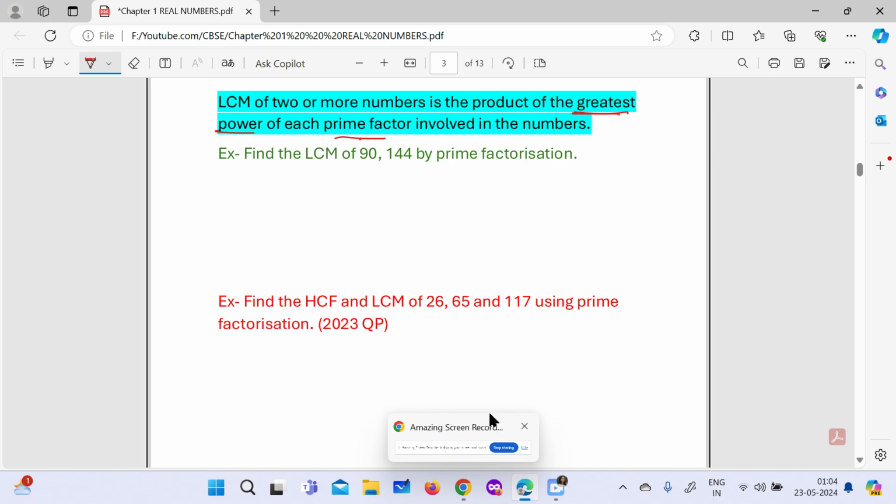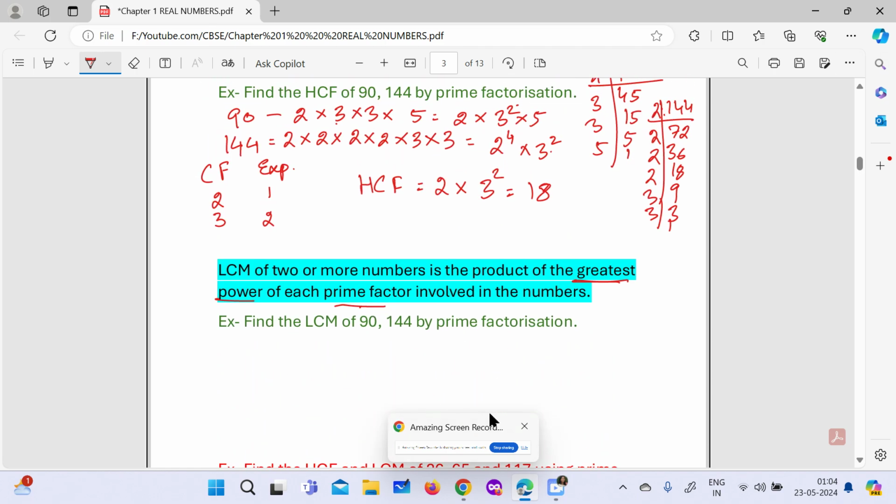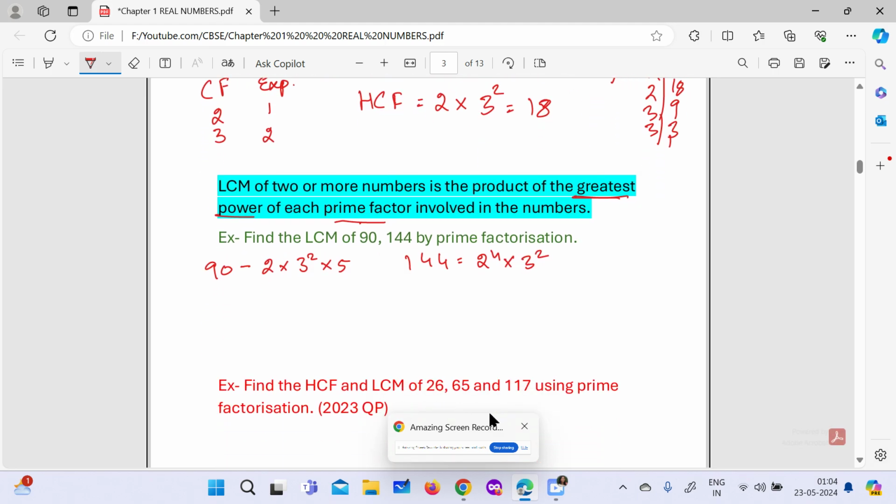So let's see how to work on the same numbers, 90 and 144. We have done 90 here already, so we can pick the factors. So 90 is 2 times 3 squared times 5, and 144 is 2 to the power of 4 times 3 squared. So let's work on the LCM. Here we don't have to look for common factors, you have to look for all the prime factors.